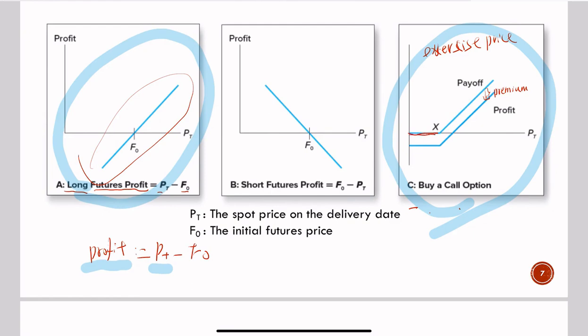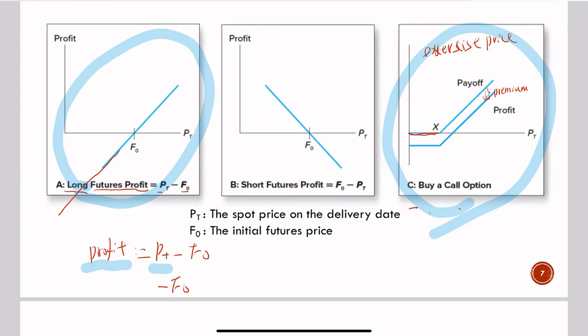Now, what about when you're taking a long position in futures? It's not, right? So there is no downside protection here. You can see that this line can actually continue to extend, right? And you can see that your maximum loss is minus F0, right? So this gives you the idea that if you're taking a long position in the futures contract, there's no downside protection and you can actually lose a lot of money.